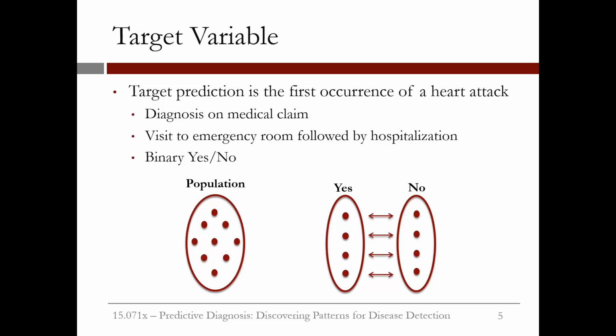The target variable is binary. It is denoted by +1 or -1 for the occurrence or non-occurrence of a heart attack in the targeted period of 90 days.